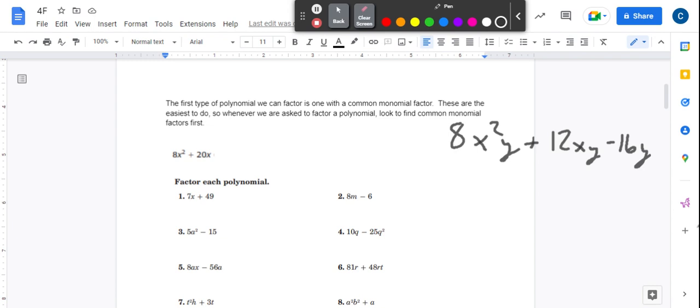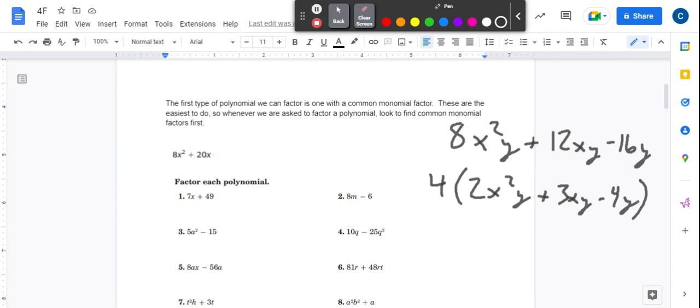Okay, so we could pull a 4 out. If we pull out a 4, we divide the 4 out of here, so we have 2x squared y plus, taking the 4 out of the 12, we have 3xy there. And then minus 16y, we take the 4 out, so we get minus 4y there.